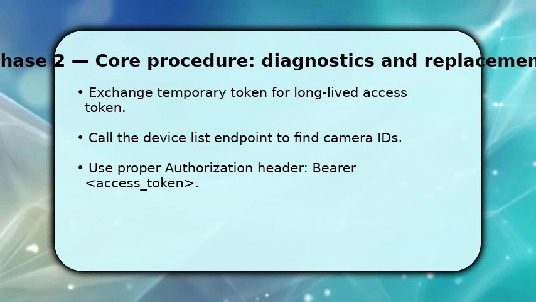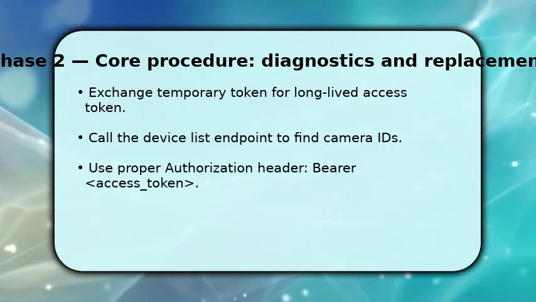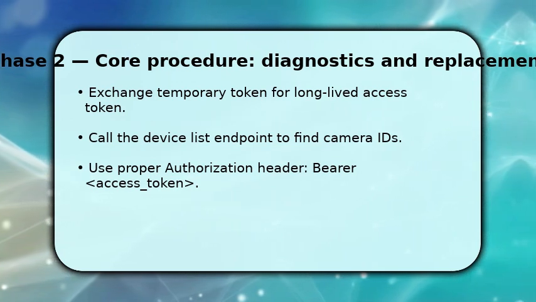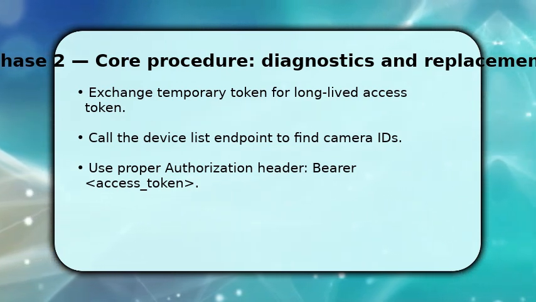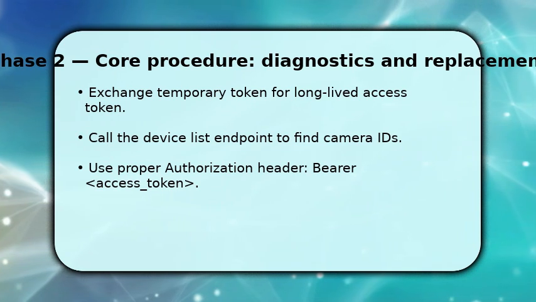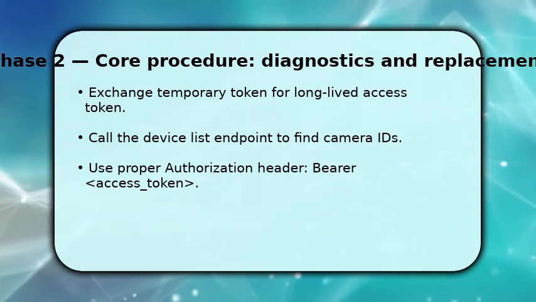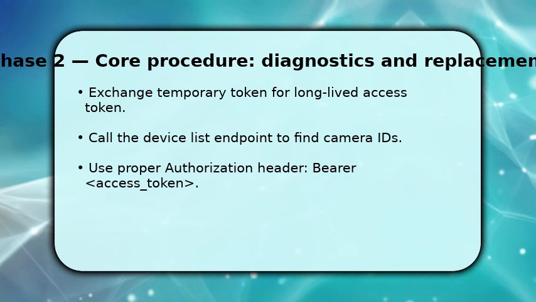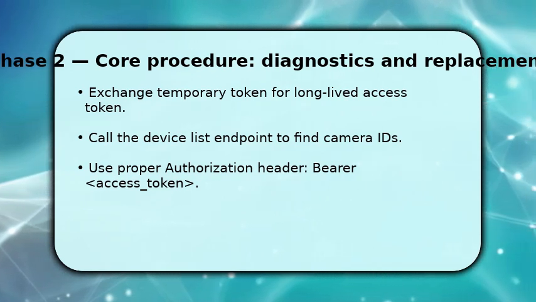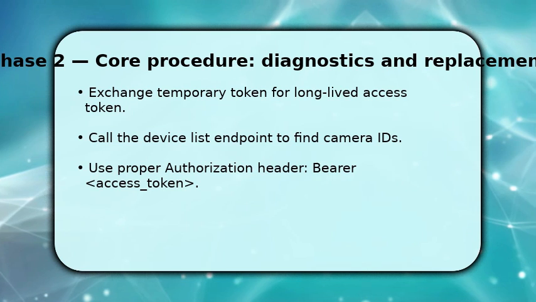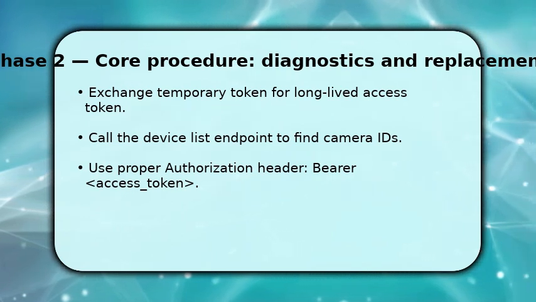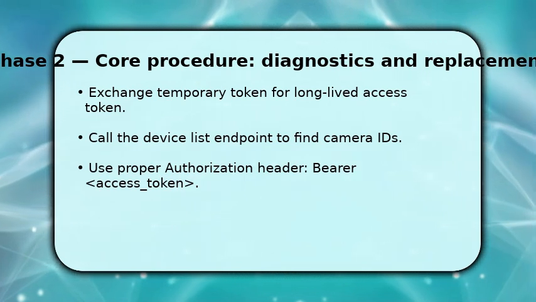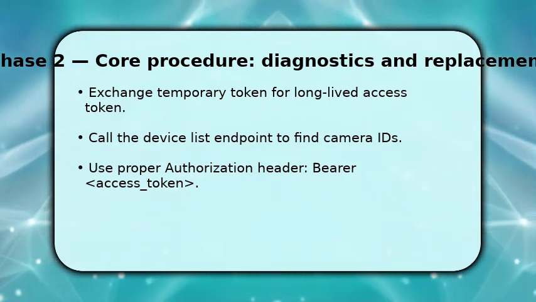Next, you exchange the temporary token for a long-lived access token via the token endpoint. This reduces repeated logins and avoids rate limits. Once done, call the device list endpoint to retrieve camera ID and supported capabilities. This tells you which endpoints to use for recording, live stream, or file download. Make sure to set the authorization header to bearer plus your token, and check response fields for camera ID and stream path so you call the right resource.